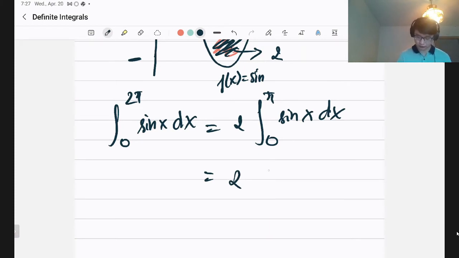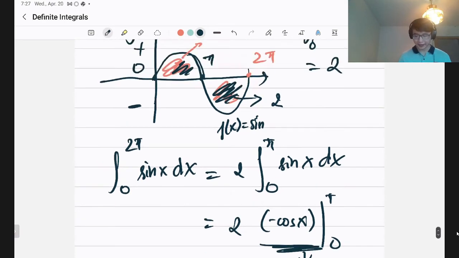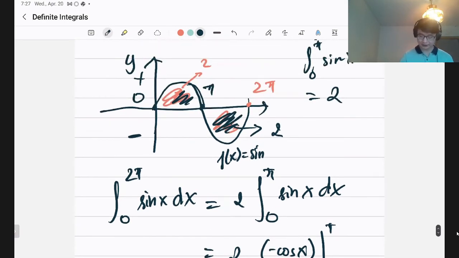Let's draw something like this, from 0 to pi, and we said this whole thing here is equal to 2. So 2 times 2 is equal to 4. And so the area here makes sense: this one's area plus this one, 2 plus 2, is equal to 4, which makes sense.